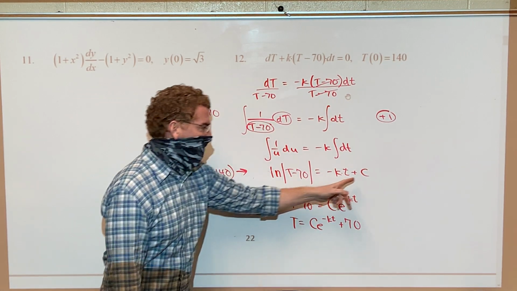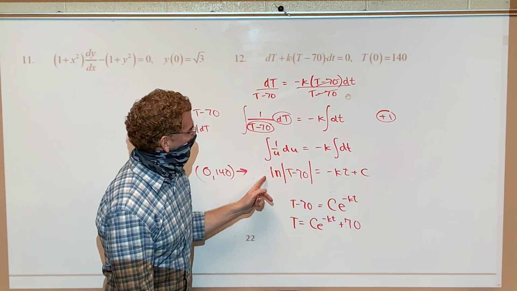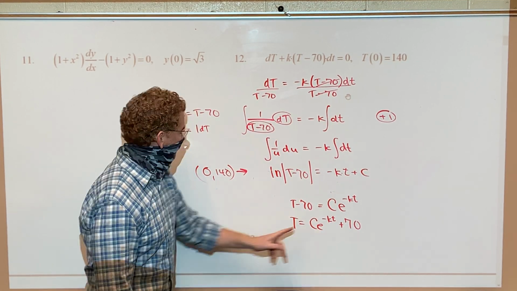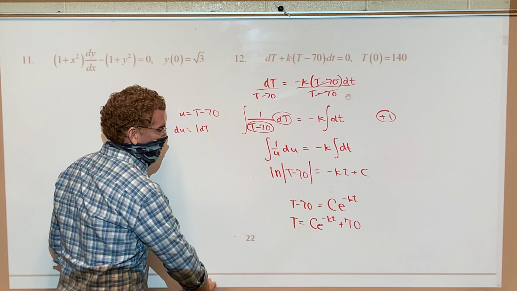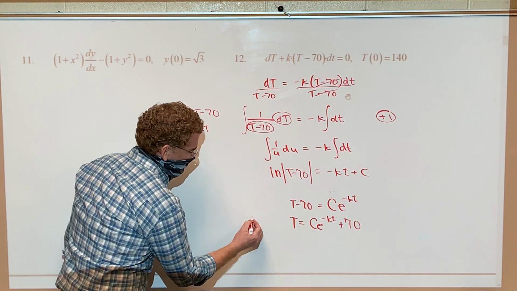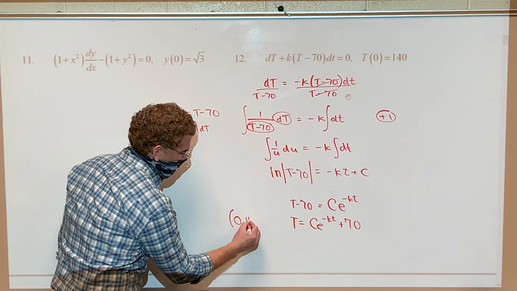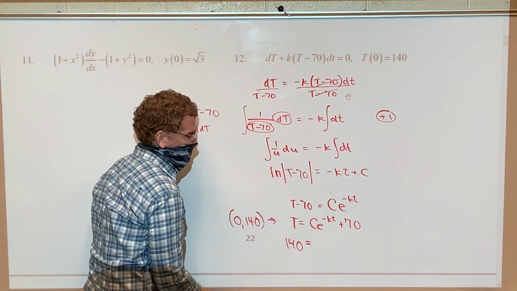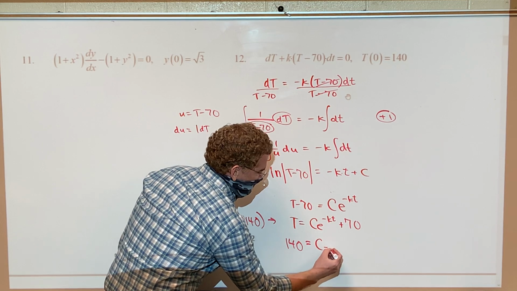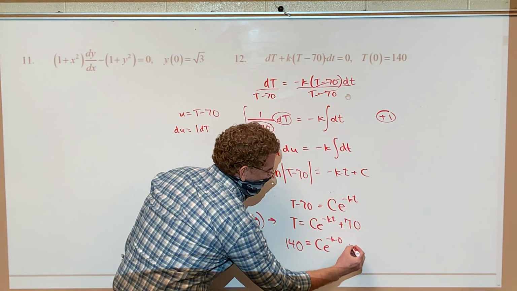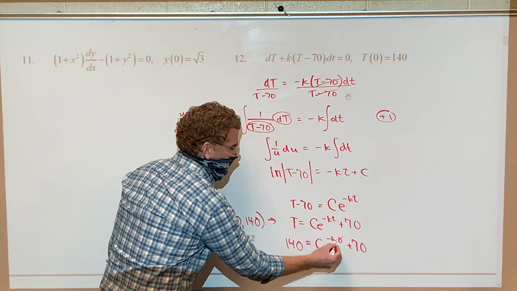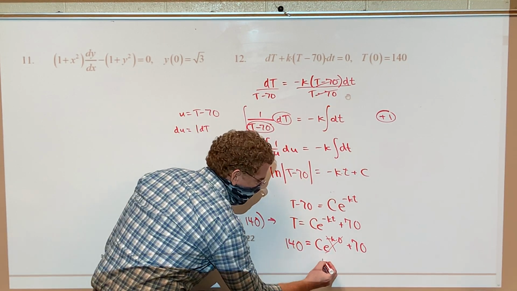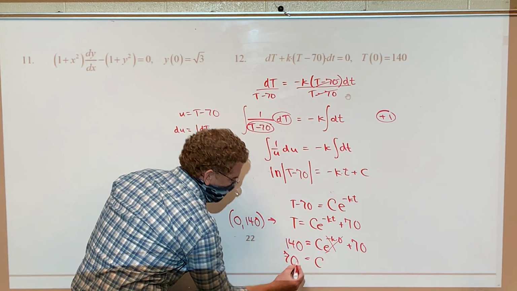However, I like waiting. If I'm going to solve for C, rather than have this really ugly value, I'm going to go ahead and try to clean it up a little bit. So I kind of like plugging in the 0, 140 in here. Because if I plug in little t 0, big T 140 here, it just feels nicer. I get C e to the negative k times 0 plus 70, and all of that cancels because e to the 0 is equal to 1. So all I've got to do is subtract a 70, and I get C equals 70.